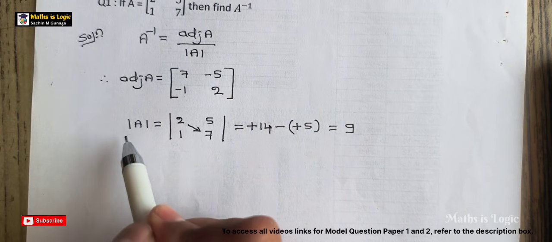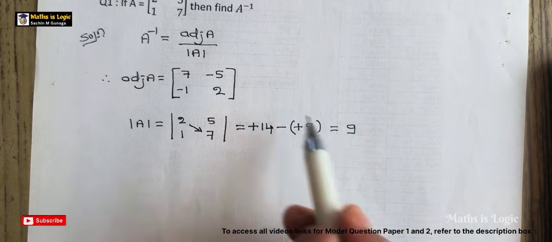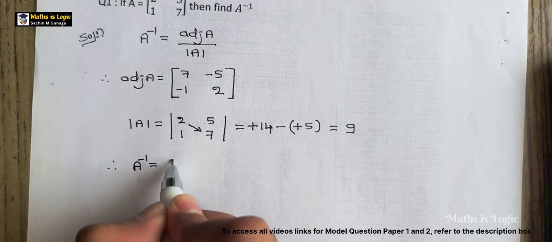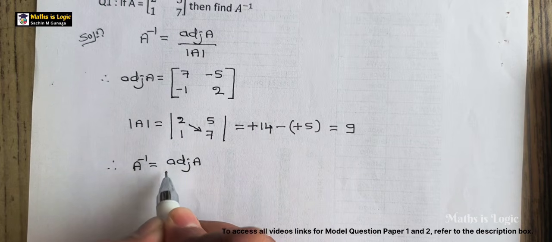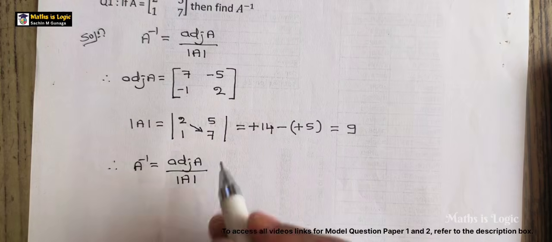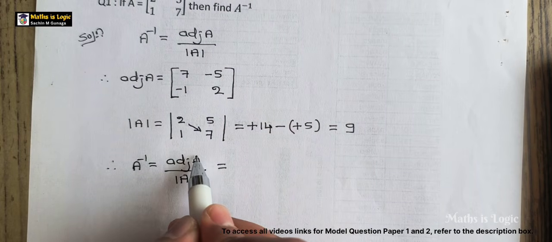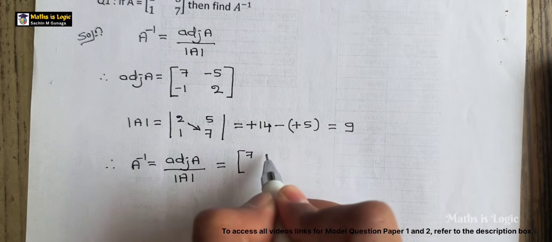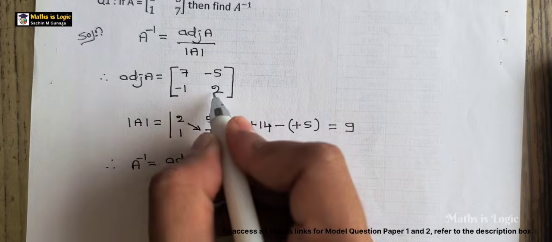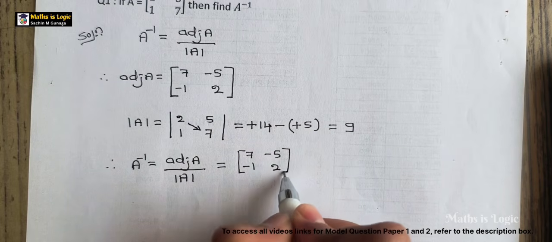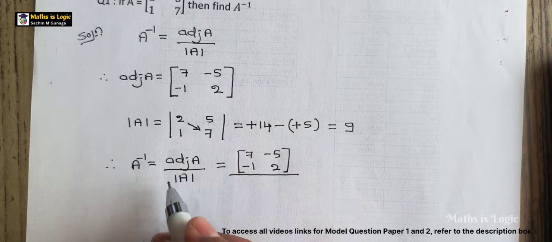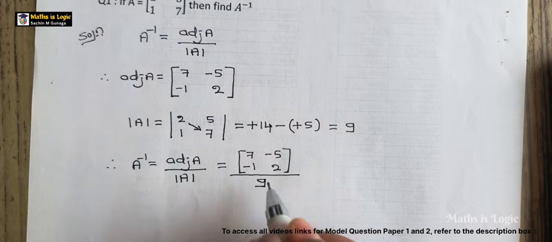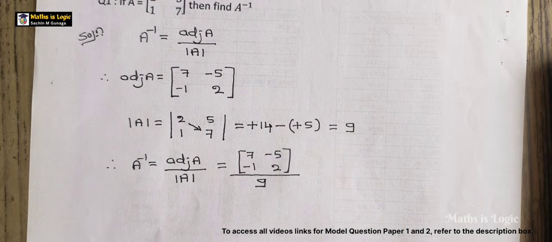After finding adjoint of A and determinant of A, the next step is to substitute these two values in the formula. Therefore, A inverse is equal to, once again write the formula, adjoint of A divided by determinant of A. In the numerator, adjoint of A is there. What is the answer? 7 minus 5 minus 1 2. Next, division symbol, divided by the denominator, determinant of A. What is the determinant of A? The answer is 9. So this is the value of the inverse of the matrix.